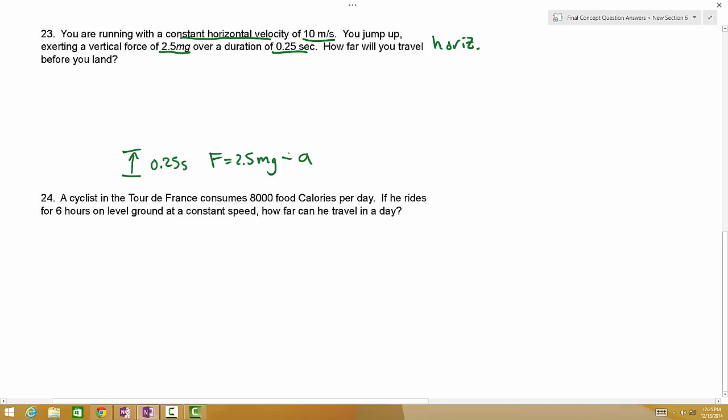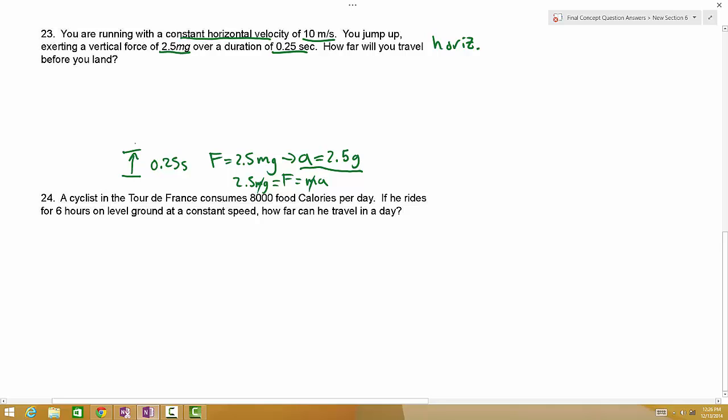This means that the acceleration upward is going to be equal to 2.5 g, right? I'm just using F equals ma, and we know that the force is equal to 2.5 mg, canceling out the m. So a equals 2.5 g. So that's our acceleration there. So that's the first little part.